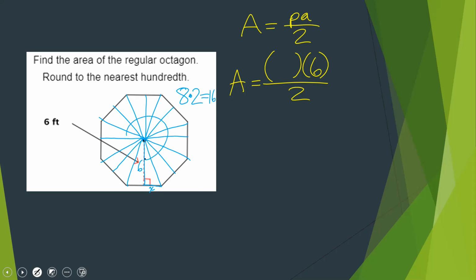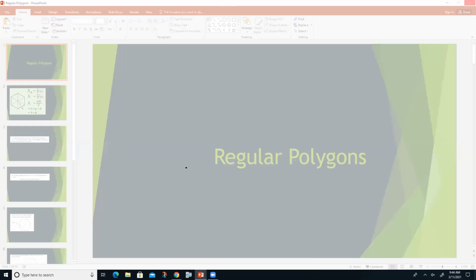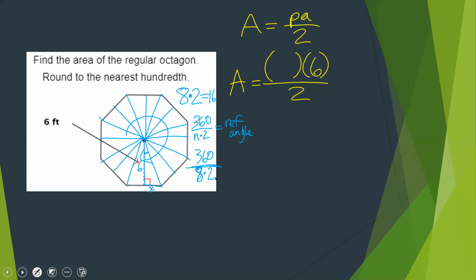Now, all the way around any circle is 360 degrees. So if I take 360 divided by the number of sides times 2, I'm going to get the measure of just one of these. We'll call it the reference angle. So that's the formula we're going to use in the future, but I wanted you to see the derivation. So 360 divided by 8 times 2 gives me 22.5.